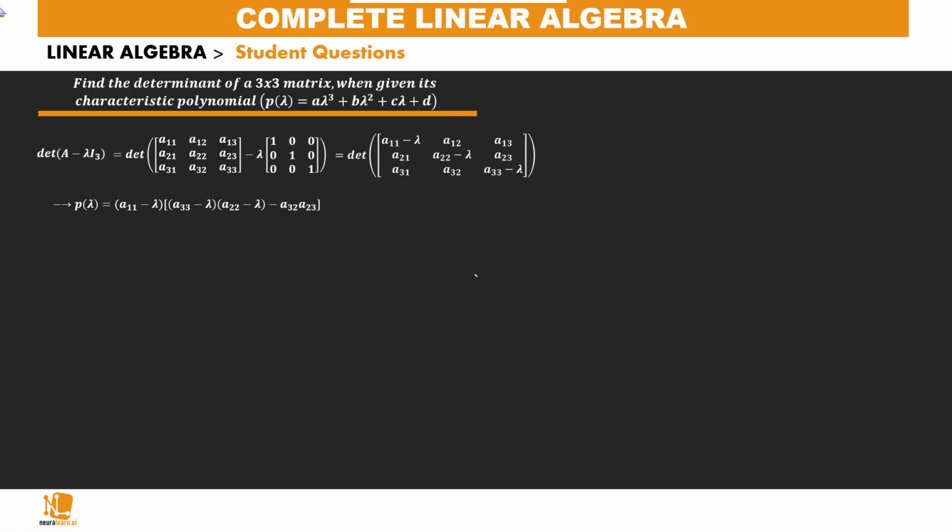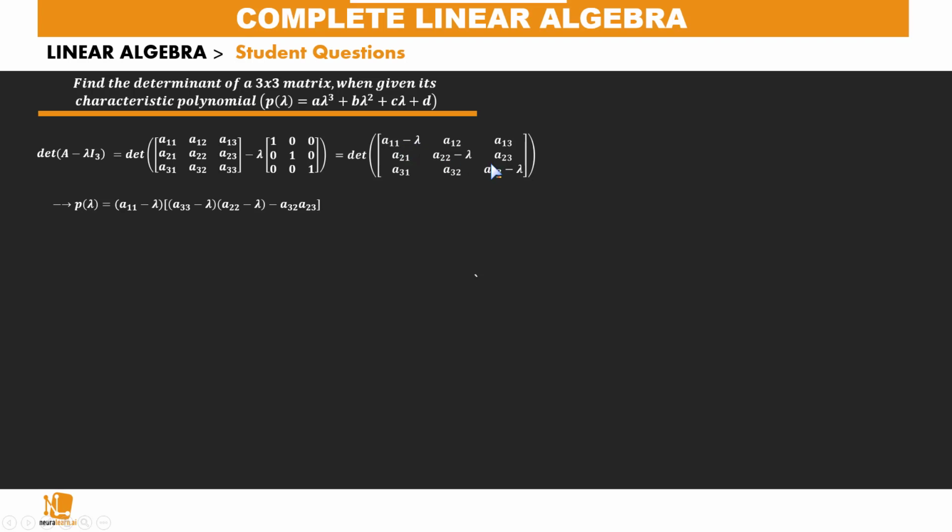Now, let's evaluate this determinant. So here we have A11 minus lambda. By this, we cancel this. We're left with just this matrix here. So we're left with this 2 by 2 matrix, and finding its determinant gives us A33 minus lambda times A22 minus lambda minus A32 times A23, and that's exactly what we have here.